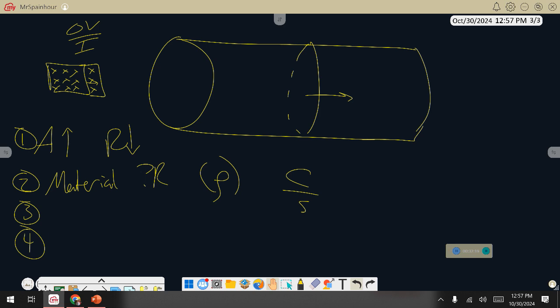I was doing that last night, and I was like, "What is rho? Where are they getting this?" Rho is resistivity. It was making me mad. Next.